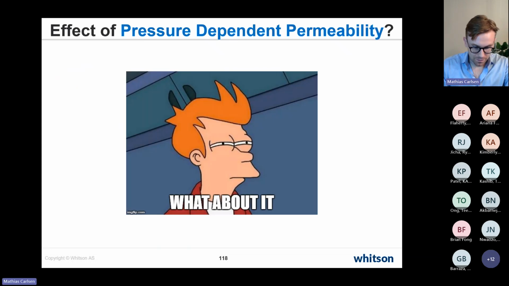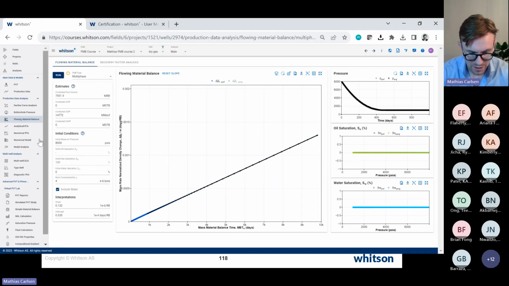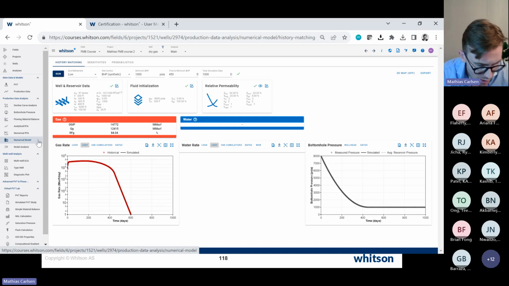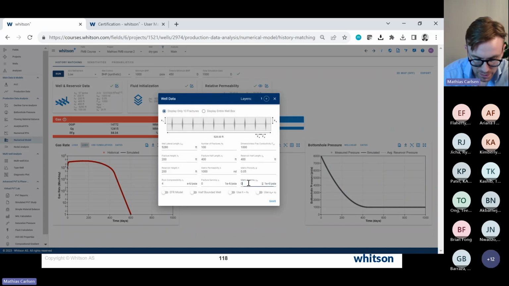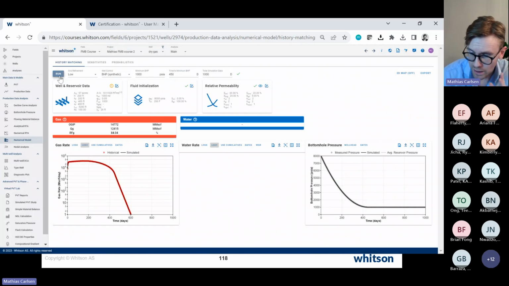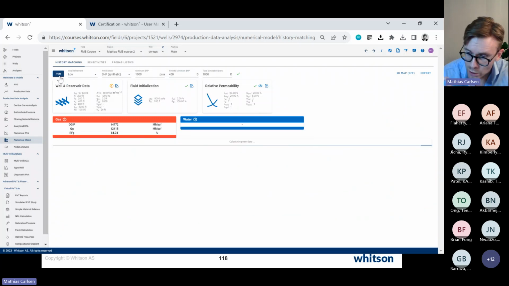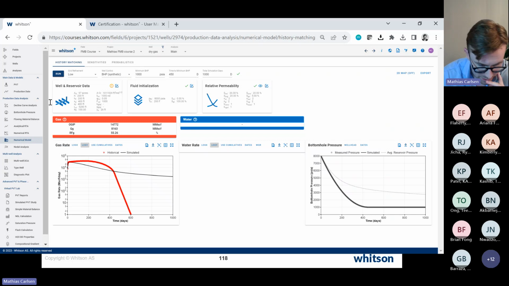Now, what about pressure-dependent permeability? How does pressure-dependent permeability affect my well? Okay, so I'm just going to show that with an extreme case. If I take exactly the same reservoir model, reservoir data, and I just make the matrix gamma 10. That's high, but I'm just going to show you what it does and why you need to be aware of this when you're running these kinds of models. So you see, I have not changed anything about the physical properties of the rock except the gamma, but the shape of the gas rate curve is completely different.